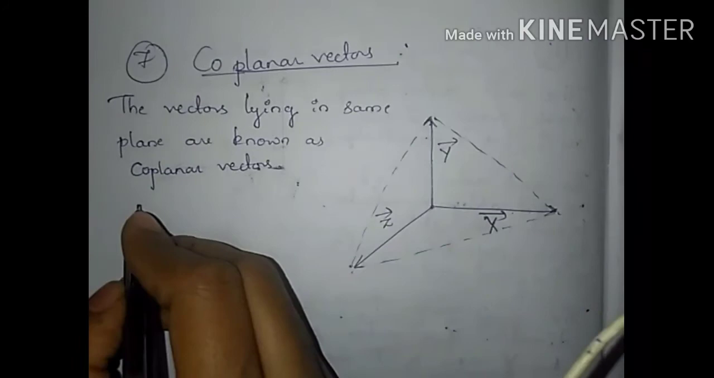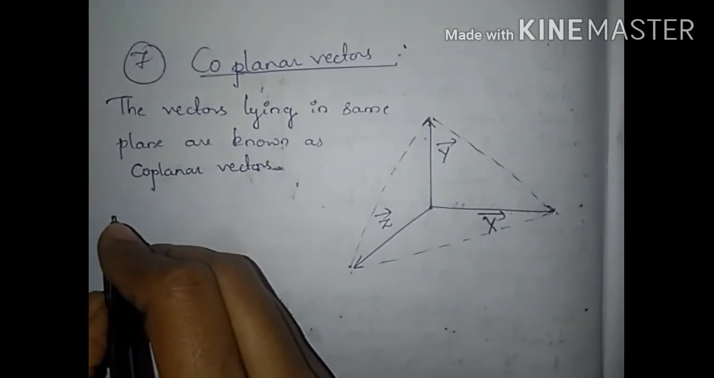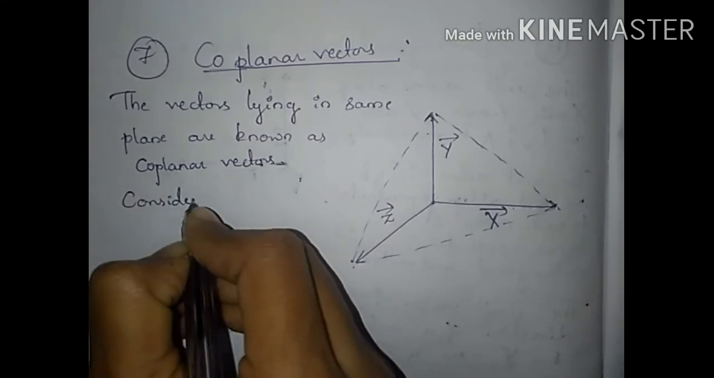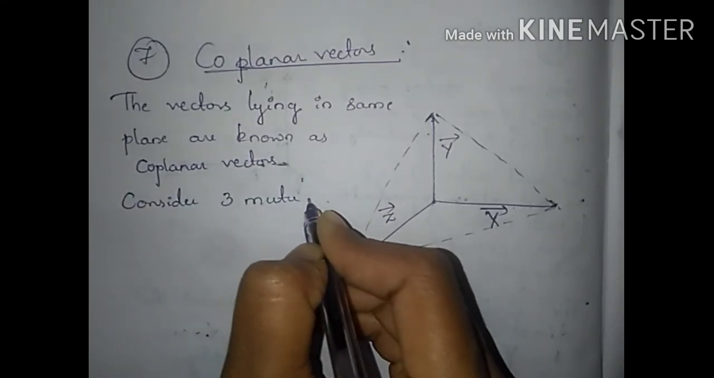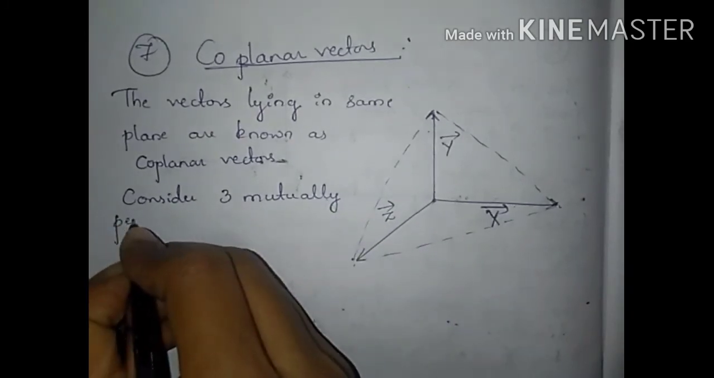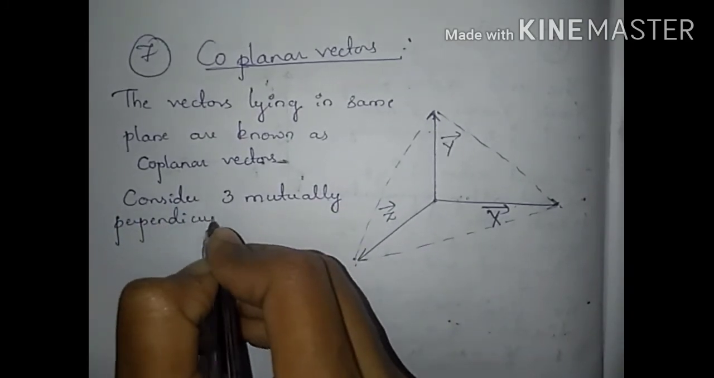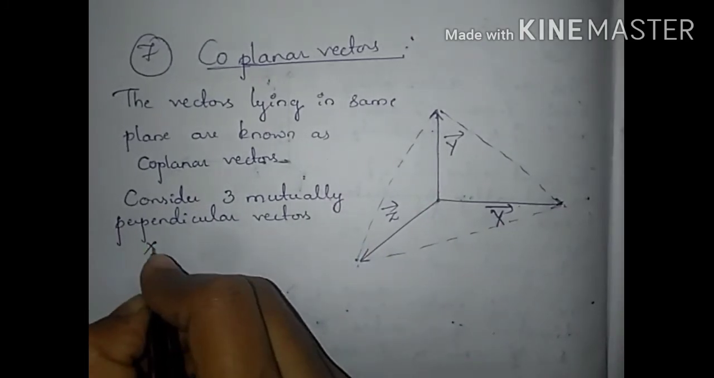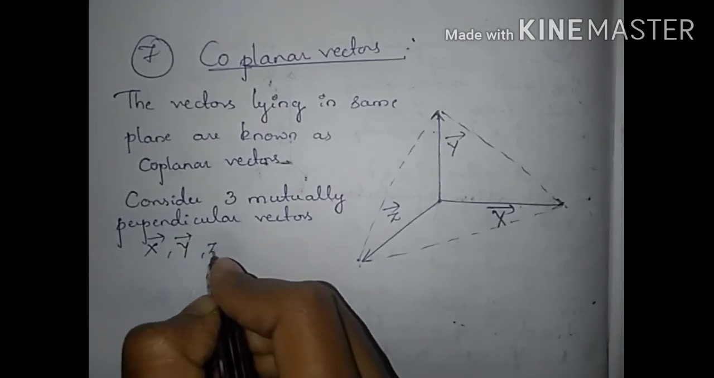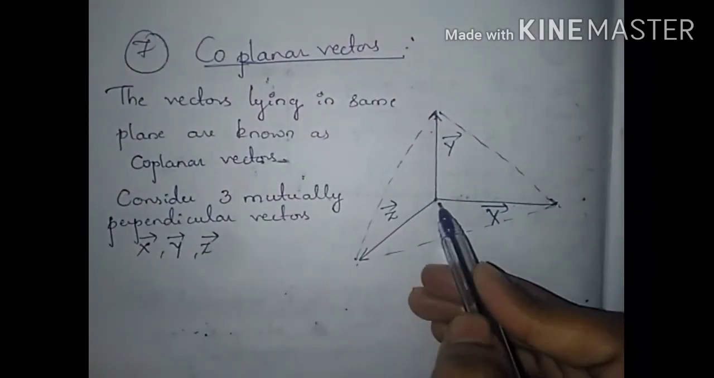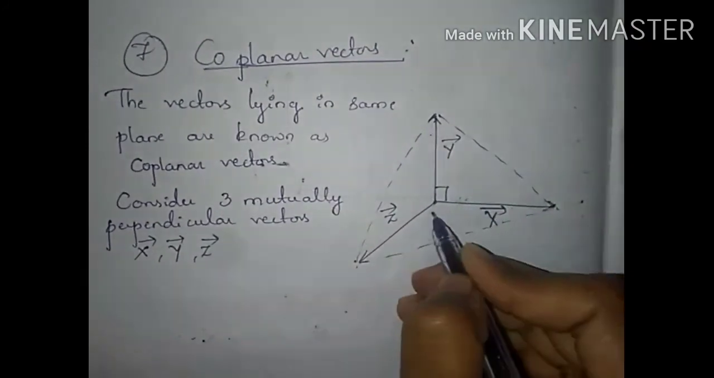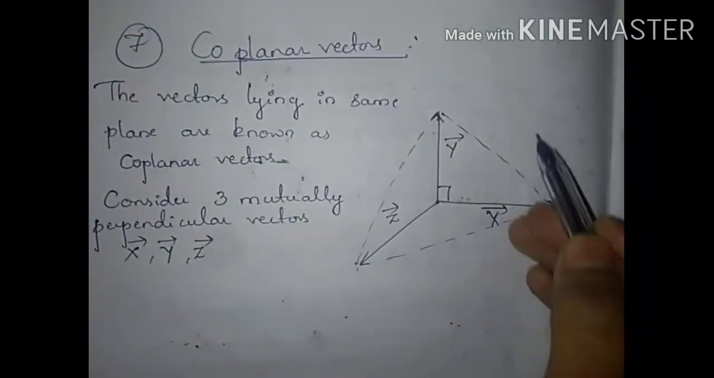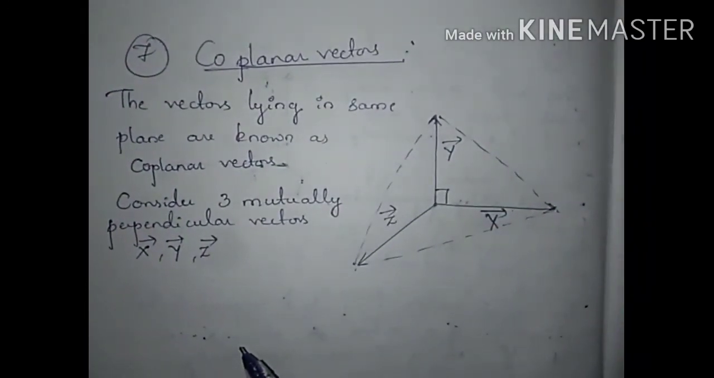So here you have considered three mutually perpendicular vectors: x vector, y vector and z vector. The angle between them is 90 degrees, and they are lying in the same plane.